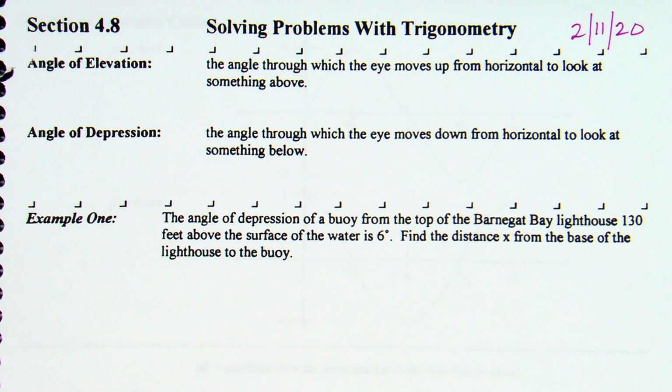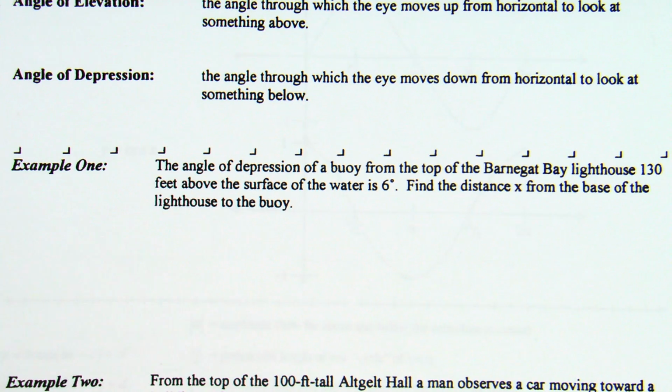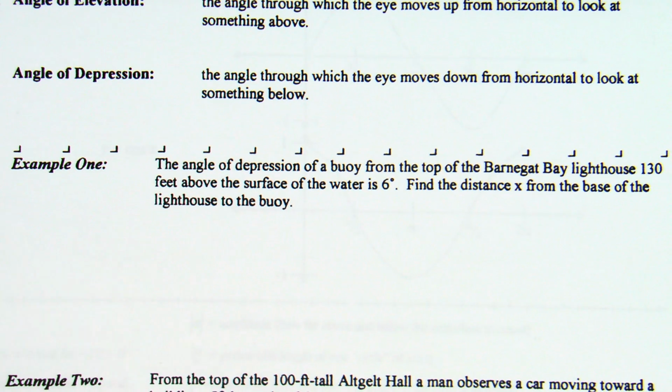Example 1: the angle of depression of a buoy from the top of the Barnegat Bay Lighthouse, 130 feet above the surface of the water, is 6 degrees. Find the distance x from the base of the lighthouse to the buoy. What am I going to suggest? Draw a picture of some sort. Needless to say, we're talking about our trig stuff, so it's going to come up to be a right triangle somehow. You just have to get it there.